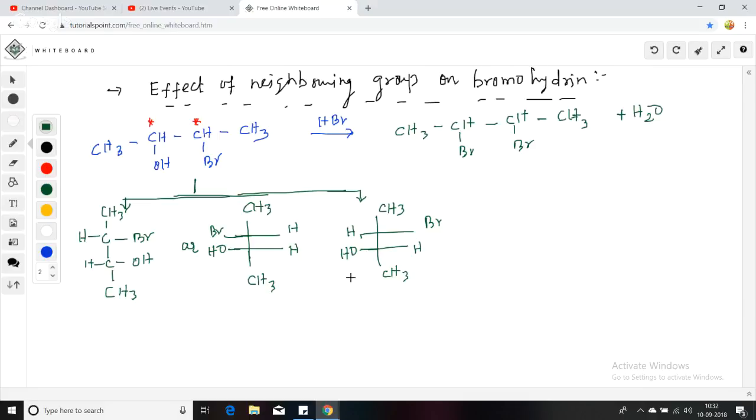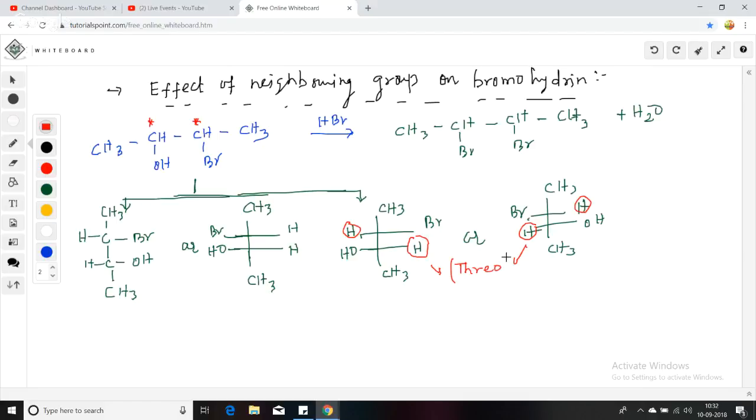And the next possibility is what? Next possibility is again we can draw one more structure from this, and that is this one. CH3, CH3, Br, H, OH. Now you see in these two structures, the identical group, that is hydrogen here, you see, identical groups are on the opposite sides. These two pair of structures we call as threo isomer.